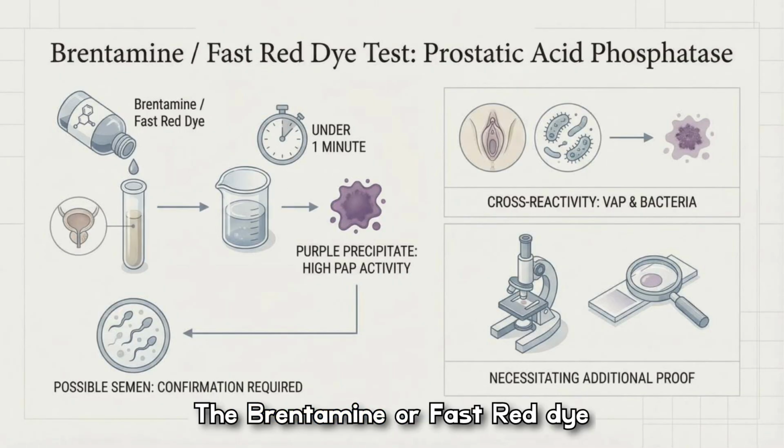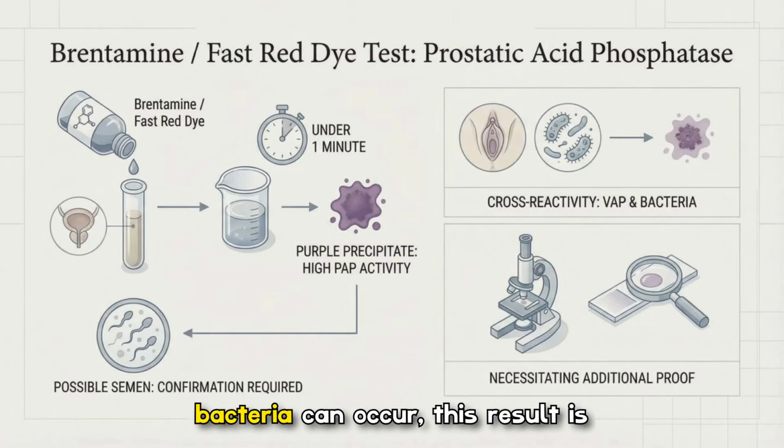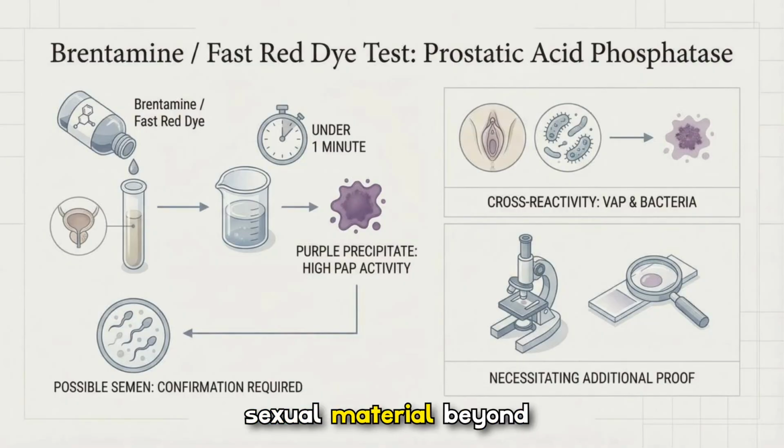The brentamine, or fast red dye test, targets prostatic acid phosphatase and produces a purple precipitate in under a minute when activity is high, suggesting possible semen presence. Because cross-reactivity with vaginal acidic proteins and some bacteria can occur, this result is a presumptive indicator only and must be followed by confirmatory tests to establish sexual material beyond reasonable doubt.